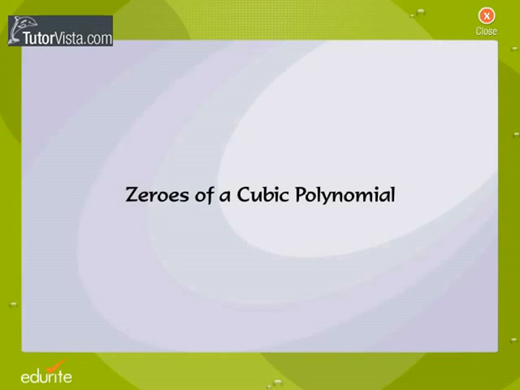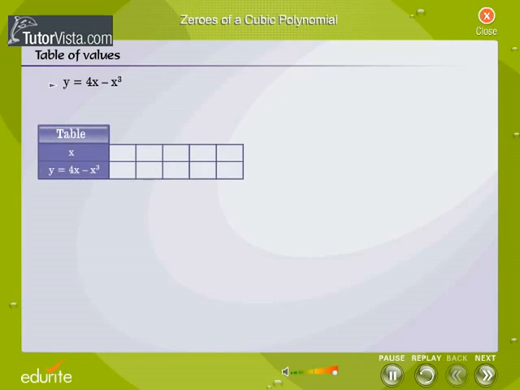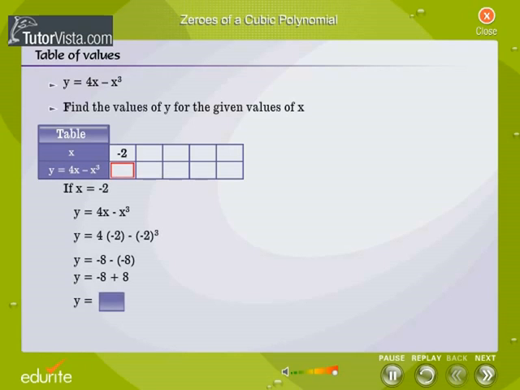Zeros of a cubic polynomial. Table of values. Let's take a cubic polynomial y is equal to 4x minus x cubed. We make a table of values for y is equal to 4x minus x cubed. Find the values of y corresponding to the given values of x. Key in your answers.